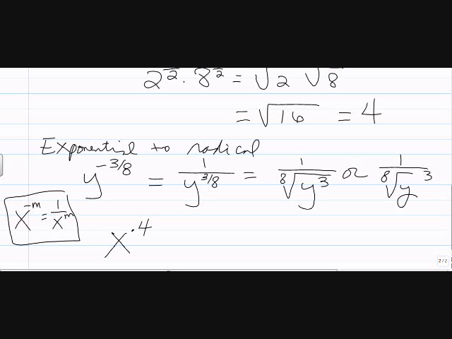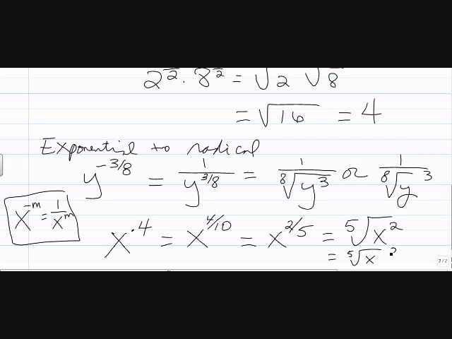So x to the 0.4. Well, that's x to the 4/10, since 0.4 is 4/10. I should simplify that fraction 4/10 to be what? Okay, now if I'm changing this to a radical, the 5 becomes the 5th root of x squared, or you can write this as the 5th root of x, all that quantity squared.